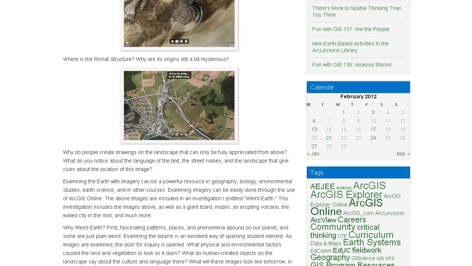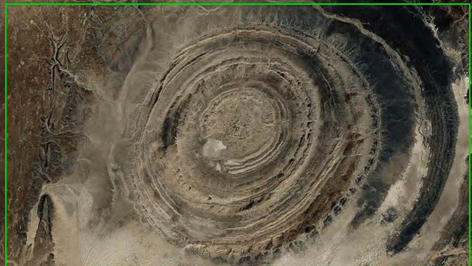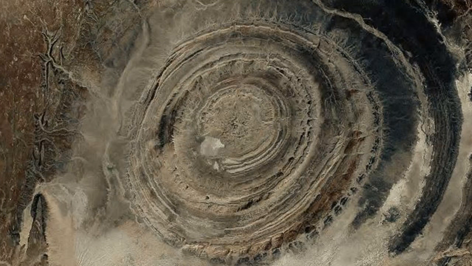Why Weird Earth? First, fascinating patterns, places, and phenomena abound on our planet, and some are just plain weird. Examining the bizarre is an excellent way of sparking student interest. As images are examined, the door for inquiry is opened. What physical and environmental factors cause the land and vegetation to look as it does? What do human-created objects on the landscape say about the culture and language there? What will these images look like tomorrow? In 100 years? In 200 years?